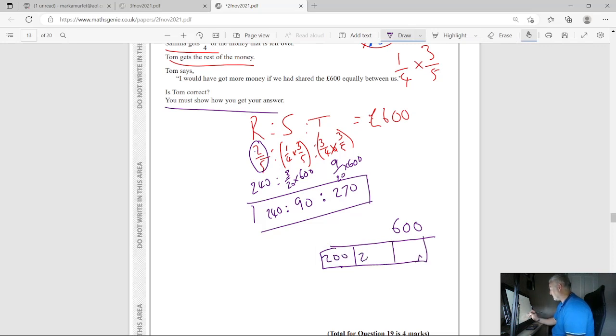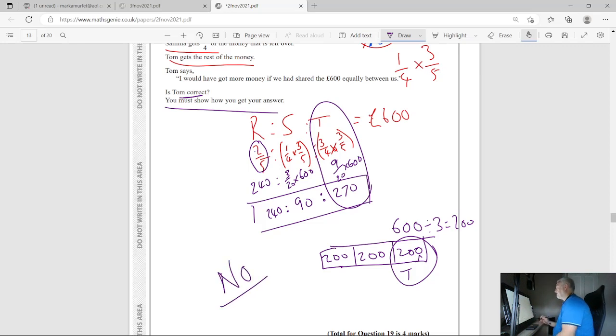That would be 200. So 600 divided by 3 equals 200. So Tom would get 200, whereas Tom got 270. So is Tom correct? We need a yes, no answer. No. Okay.